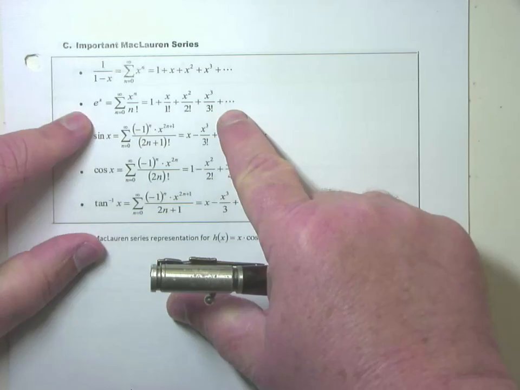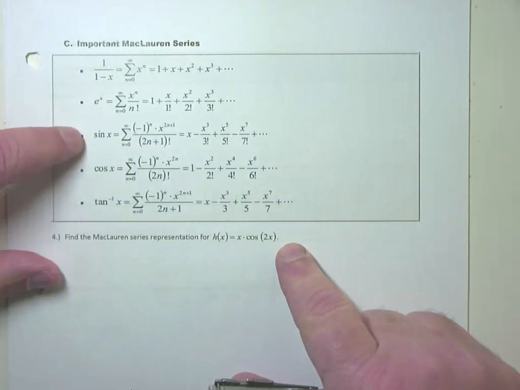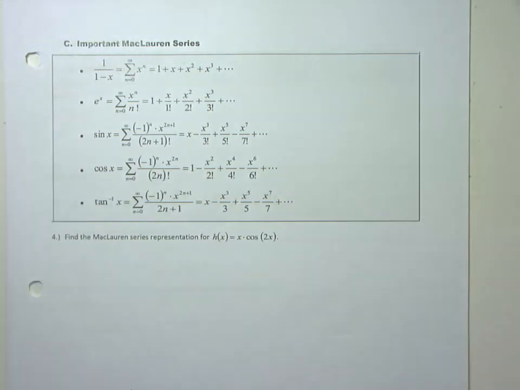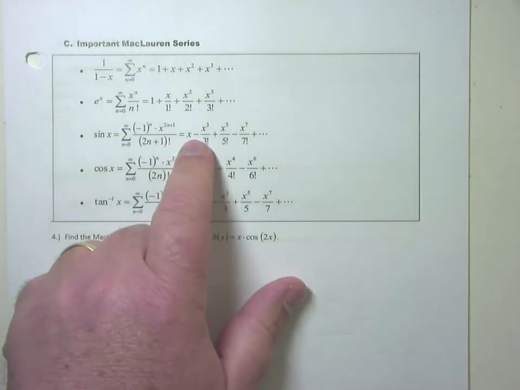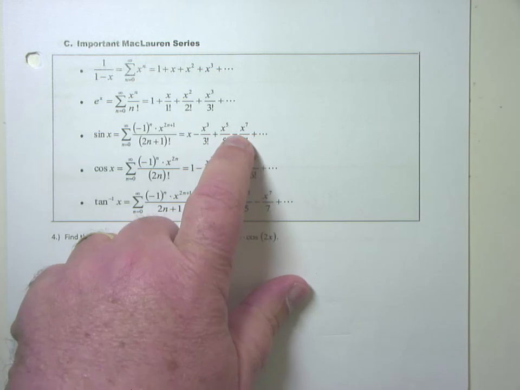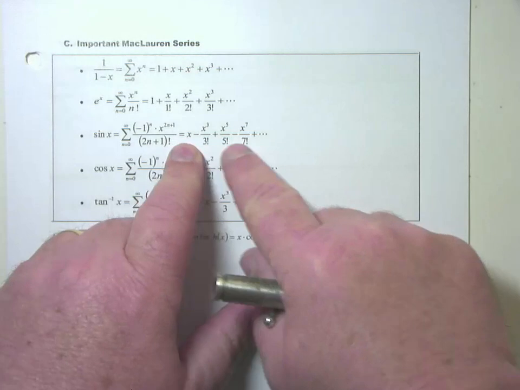e to the x, pure memorization. 1 over 1 minus x, pure memorization. Where people get confused and in trouble is the sine, cosine, and tangent. Have you ever noticed that the sine function is an odd function? It's symmetric with respect to the origin. Because it's odd, centered at 0 in a Maclaurin series, you just get the odd powers: x minus x cubed over 3 factorial plus x to the 5th over 5 factorial minus x to the 7th over 7 factorial. Does that make sense? It's just the odd powers.